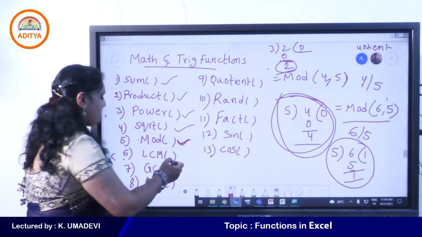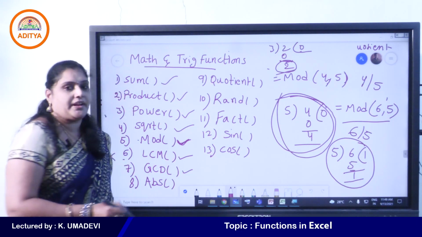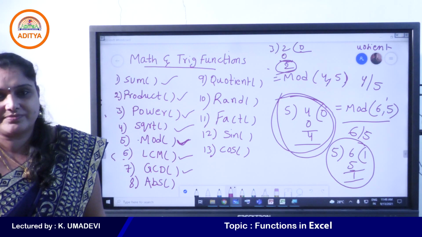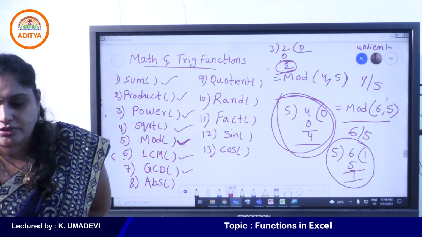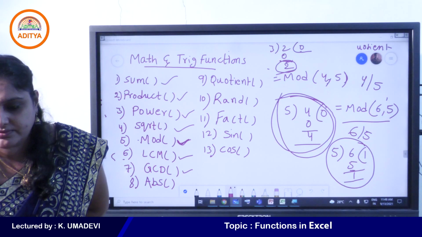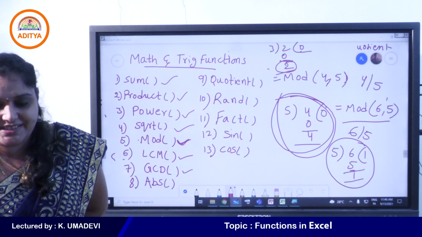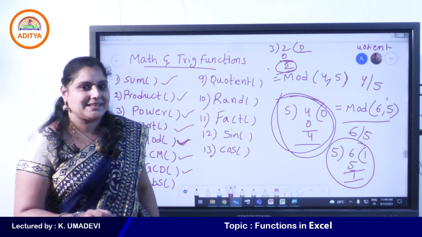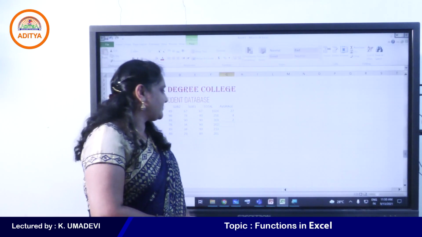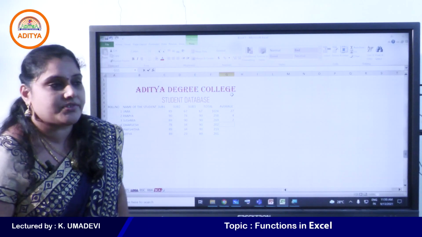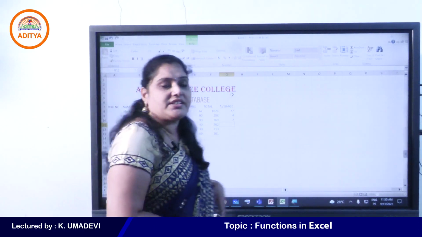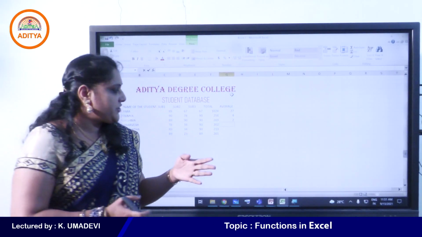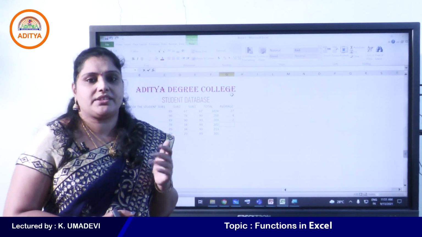LCM and GCD. So we'll see about LCM and GCD. What is the full form of LCM and GCD, students? I think you all are familiar with LCM and GCD functions, right? LCM stands for least common multiple, whereas GCD stands for greatest common divisor, right? Least common multiple and greatest common divisor.